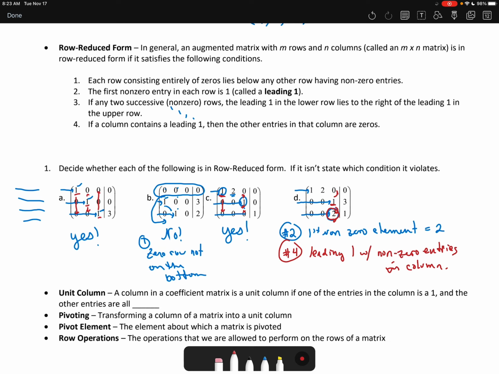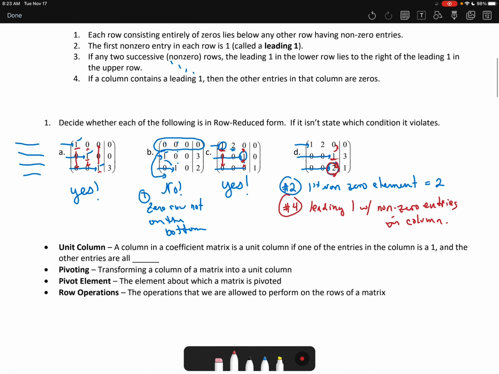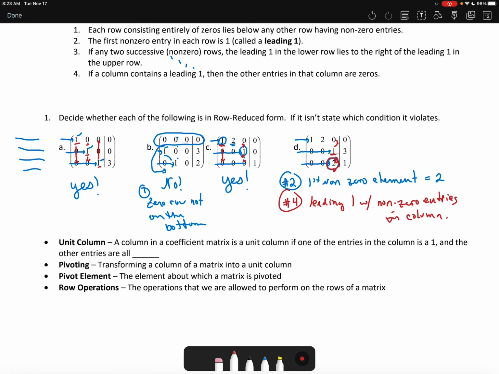Okay, so let's go ahead and just talk through a few definitions, and then we will cut this video here, and I'll see you in the next video. So a unit column is a column in a coefficient matrix if one of your entries is a 1 and the other entries are all zeros. So that's like that number 4. If you ever have a leading 1, you need the rest of the entries in that column to be zeros, and we call that then a unit column. So that's what we're going for on these.